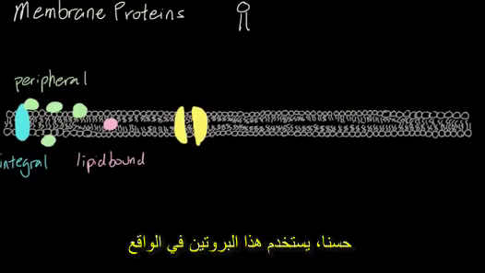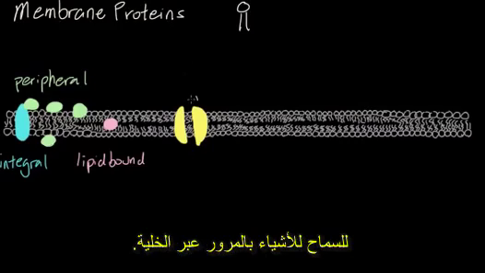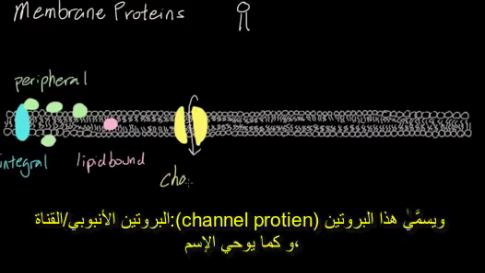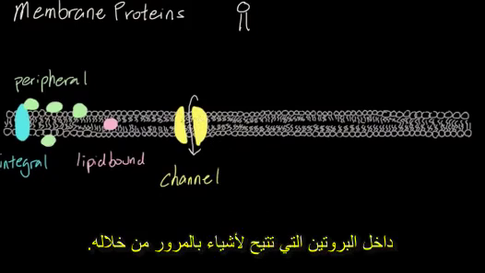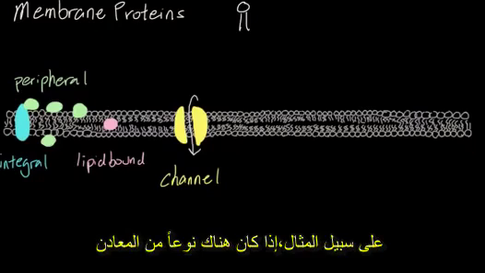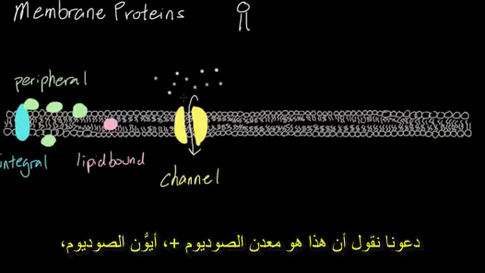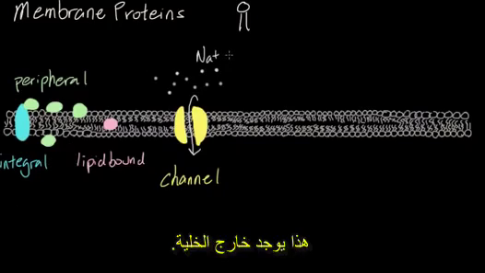Well, this protein is actually used to allow things to pass through the cell. We call this a channel protein. And like the name kind of implies, there's a channel or hole inside the protein that lets things pass through. So for example, if there is some sort of ion, let's say this is an Na+ ion, a sodium ion, this is outside the cell.